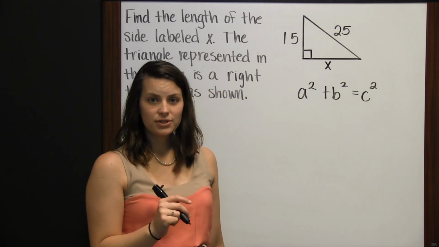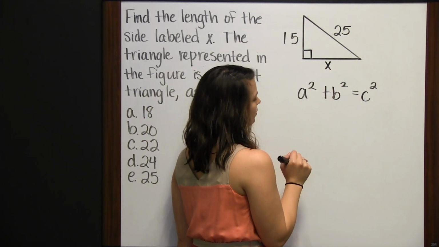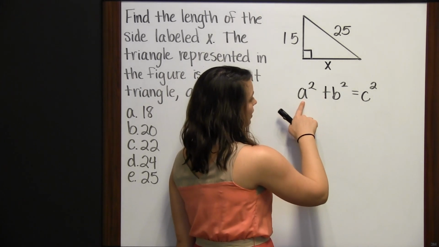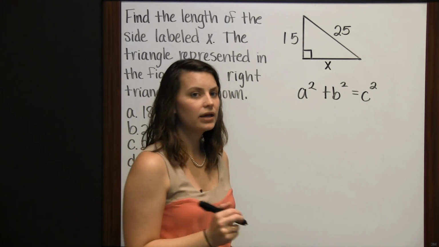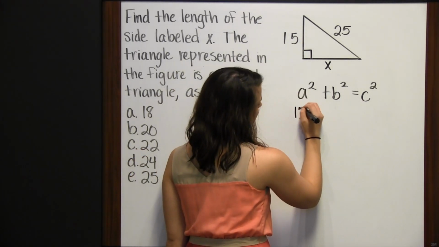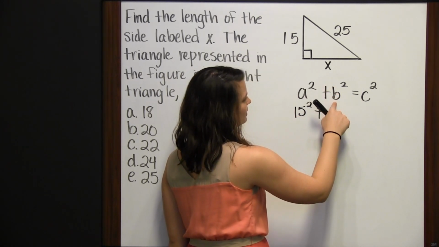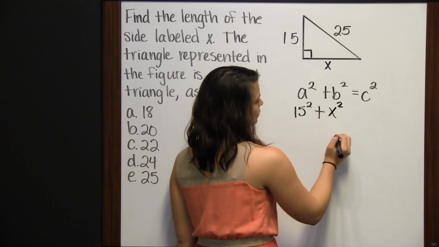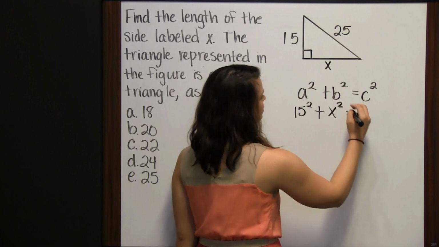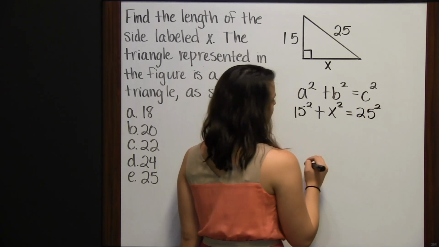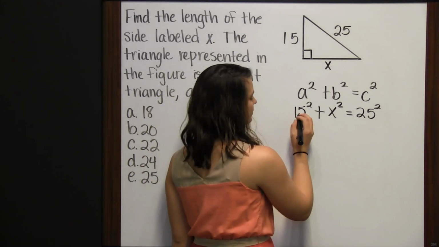So now we need to substitute the values from our triangle into the Pythagorean theorem. Your a could either be 15 or x, because both of those are legs. So I'm going to use 15. 15 squared plus, and I can replace b with x, x squared equals, c again is the hypotenuse, which is 25 squared. Now we need to simplify by squaring 15 and 25.